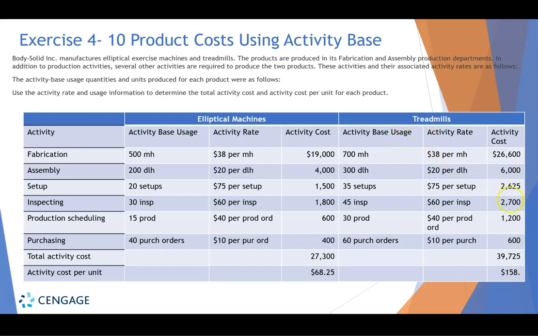You see that the cost per elliptical machine would be $68.25, and the cost per treadmill is $158.